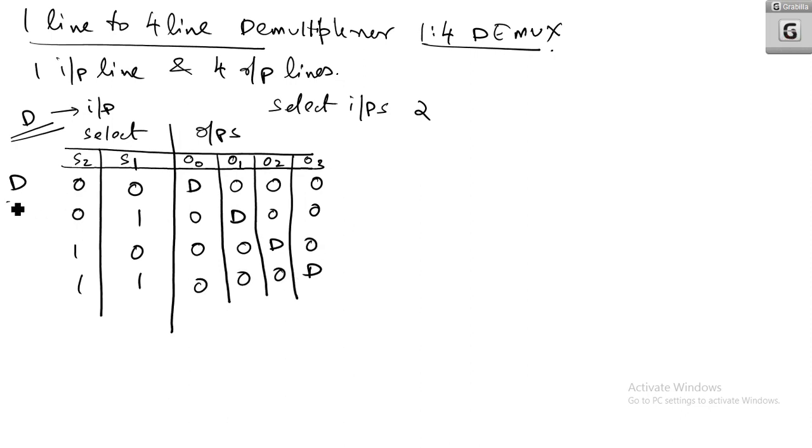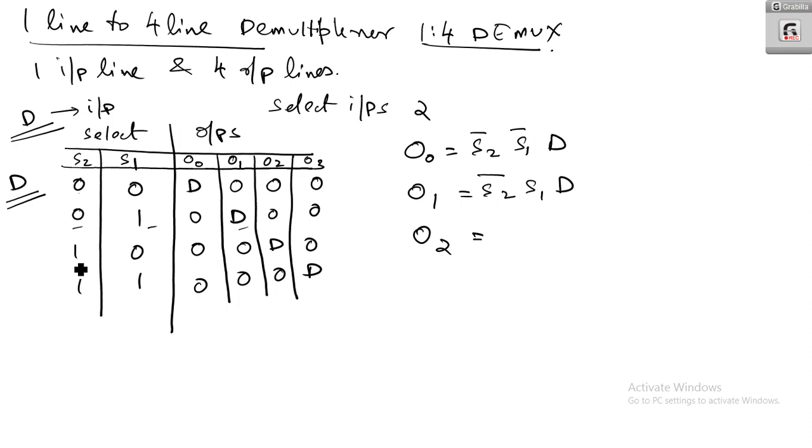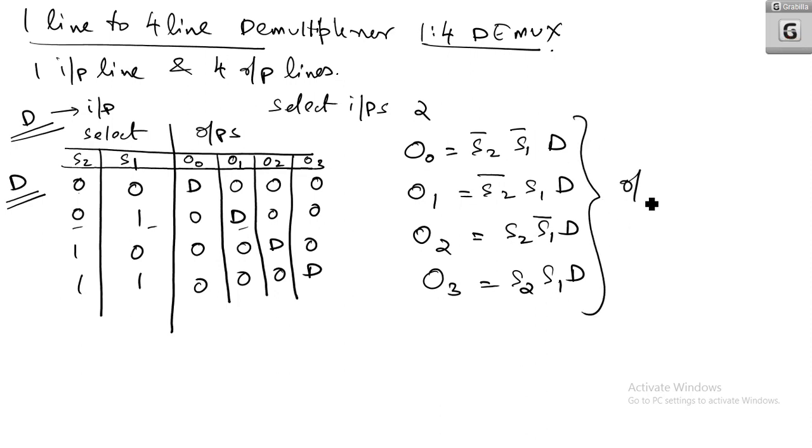Now, I need to take this data through O0. That is my intention. So, what is O0 basically? O0 is S2 bar, S1 bar, D. O1 is S2 bar, S1, D. O2 is S2, S1 bar, D, because whatever is in D, you have to get transmitted. O3 is S2, S1, D. So, these are the output lines. Here, D is the only input.